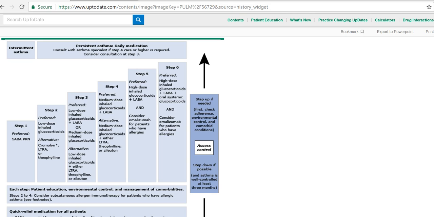So step 1, which we already talked about, are going to be our intermittent level patients. They're going to be on a SABA PRN, short-acting beta-2 agonist. Again, we want to relax that muscle. We want to get air in there. So that is albuterol, branded names, ProAir HFA, Ventolin, Proventil, also includes levalbuterol. That's your Xopenex. Can be given in multiple forms. You'll most commonly see it in a metered-dose inhaler and in a nebulizer.